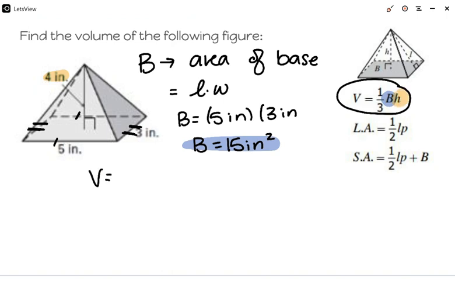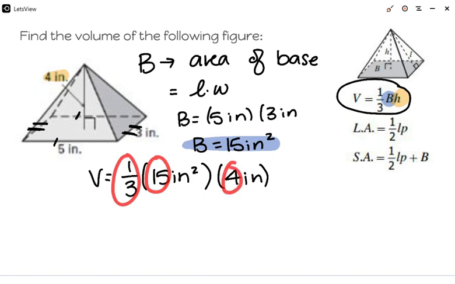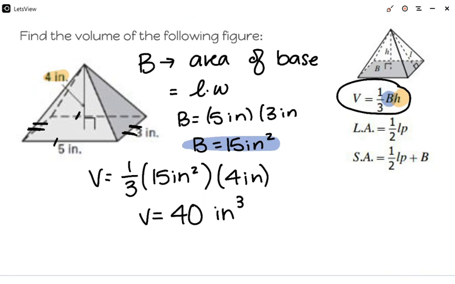When we plug this in for volume, we have 1/3 times 15 inches squared times 4 inches. Deal with our big numbers: 1/3 times 15 times 4, surprisingly, is going to give us 40. And remember, our units for volume are always going to be cubed because we have inches squared times inches, right? That is how we landed on inches cubed.